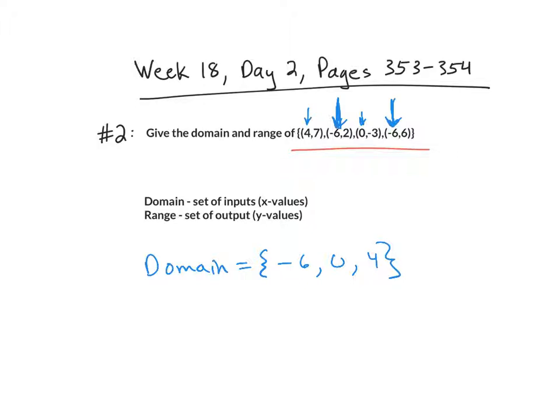Now to move on to the range, that would be all of the outputs, or my y coordinates. I'll write range equals, and it's a set, so I need brackets, and then to put those in order, I would write -3, 2, 6, 7.